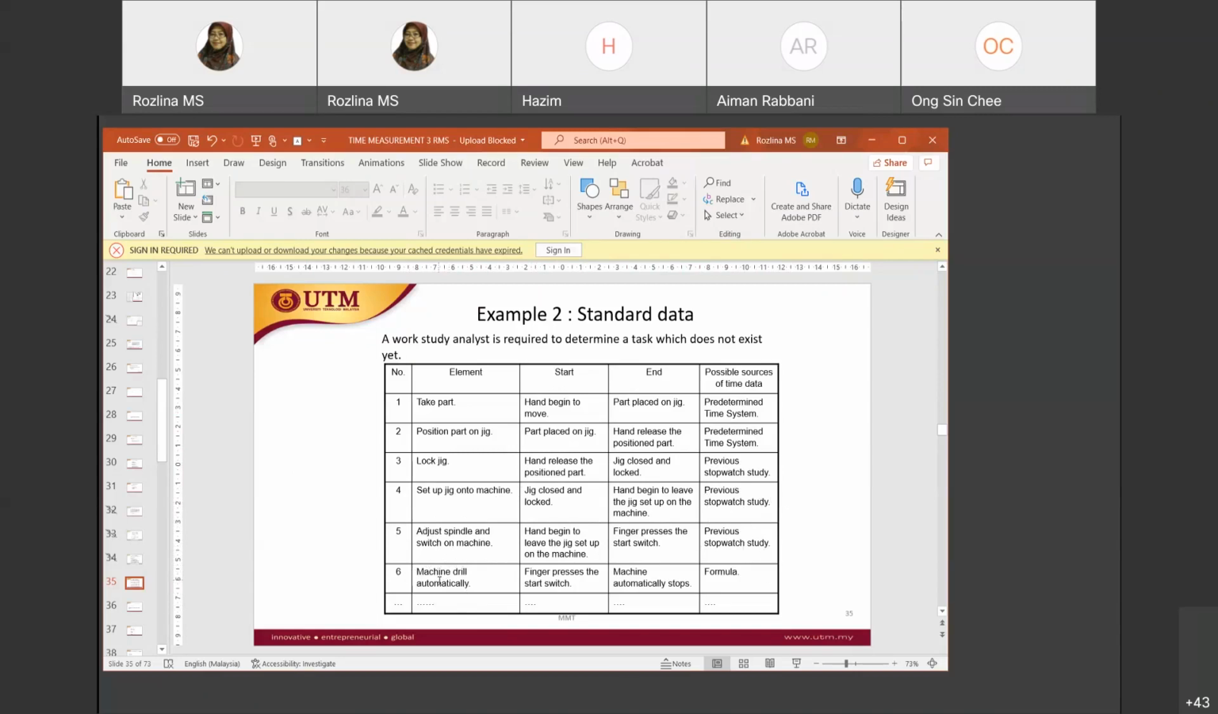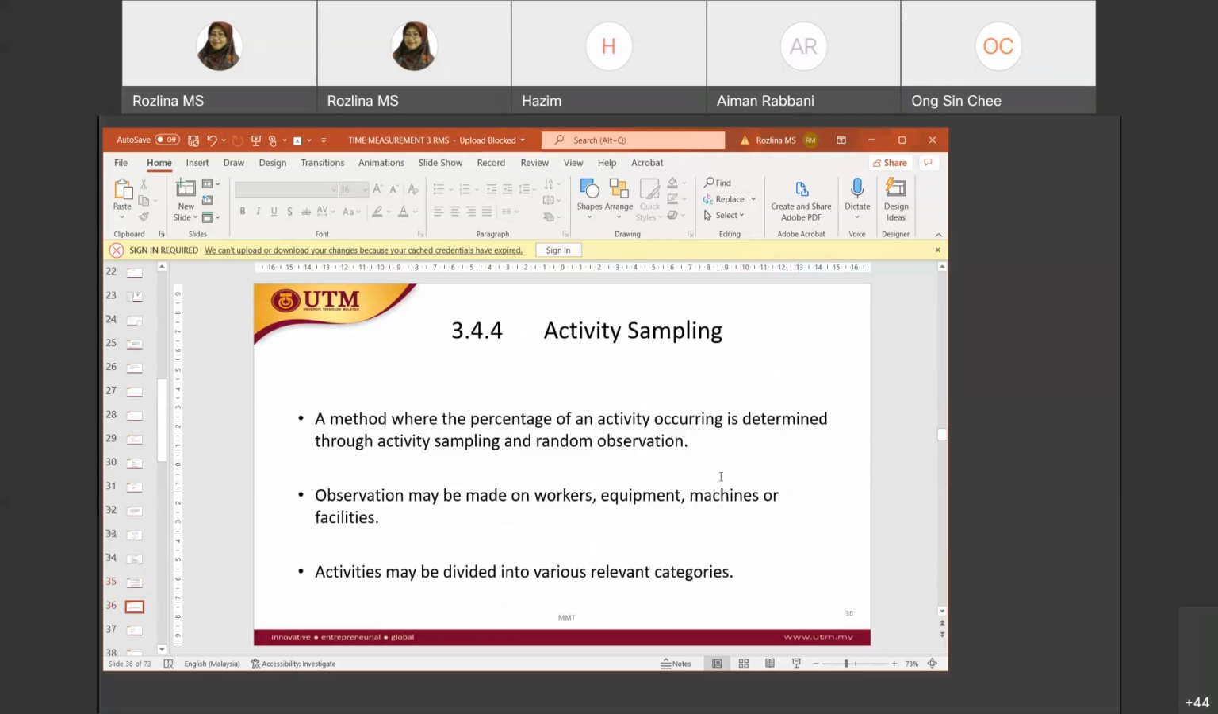So for this one you have to use a formula to determine the time needed to finish this part. So you have the combination to calculate the standard time here. You have a variety of methods. Okay. Finish for the MTM and all those three.